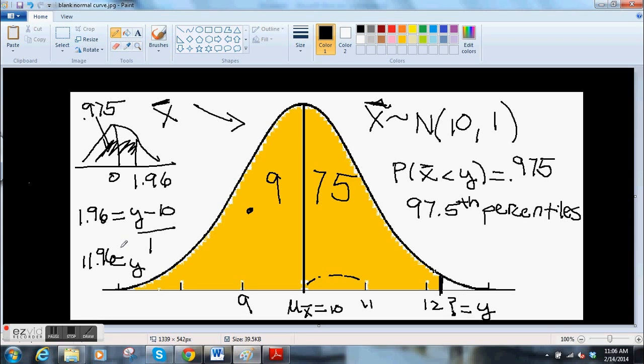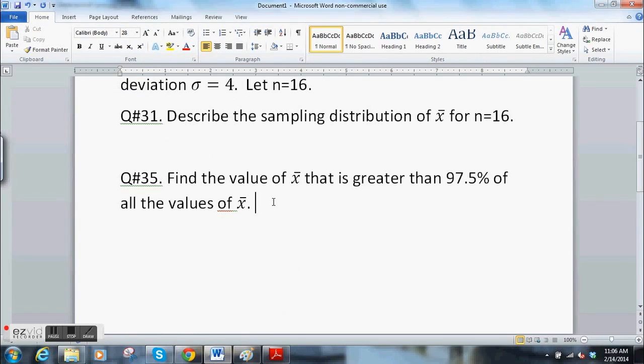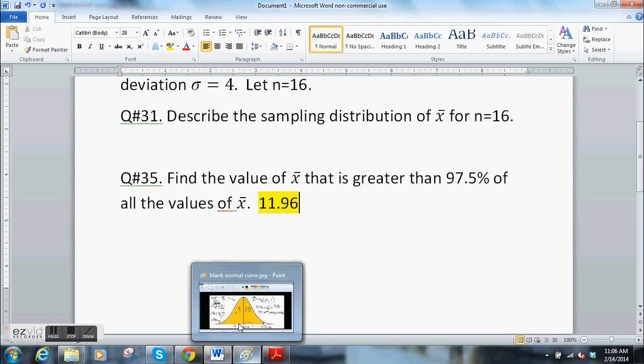So y equals 11.96. Either way, the answer to this question is 11.96. That's saying if you have a value of 11.96, you are greater than 97.5% of all the other sample means you could have taken. It's a bit obscure, but it's important that you be able to at least solve these problems, and then you can soak up all the understanding as you go along. I know that's backwards, but there it is.